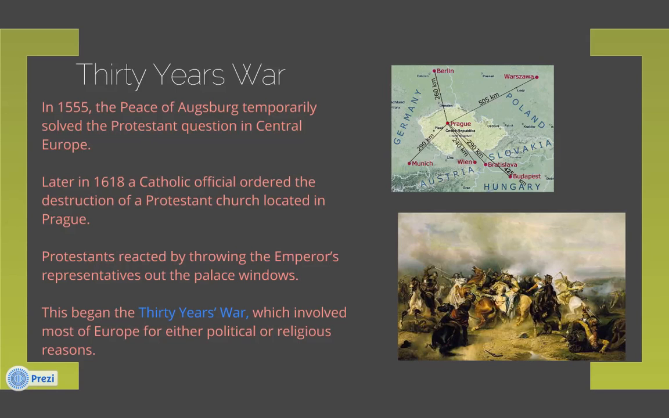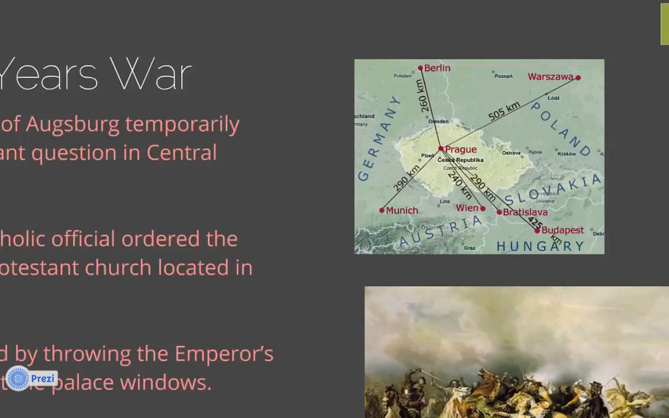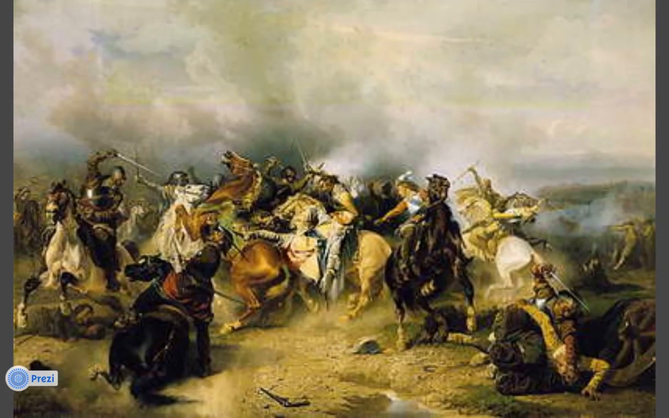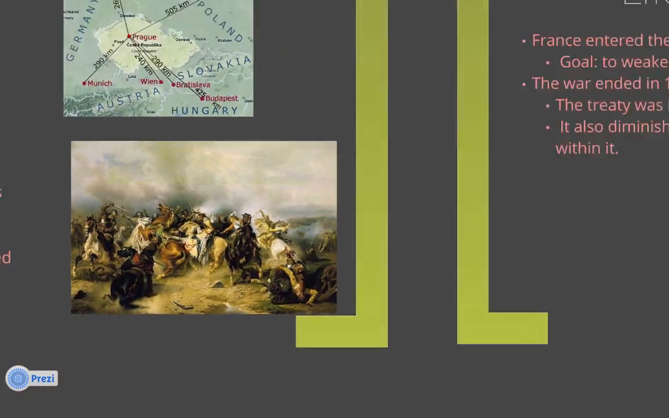What's going to happen is that when this Protestant church is destroyed and these Catholics are thrown out the window, this is going to begin the 30 Years' War, okay? Which is pretty much going to involve most of Europe. Either they have political motives or religious motives. And you can look here, home in a little bit so you can copy down your notes. Here's Prague, images, and here's a painting of the Europeans fighting.